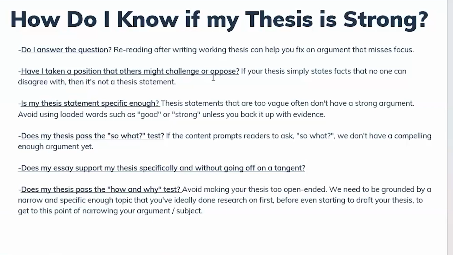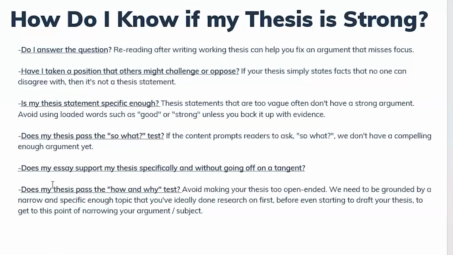Does my thesis pass the so what test? If the content prompts readers to ask, so what? We don't have a compelling enough argument yet. Compelling is the key word here, folks. The argument needs to be something that draws in the attention of the reader. It needs to make the reader want to stay and effectively look for more, keep flipping under those rocks, see what exactly it is that you are presenting to them and why they should be interested in sticking through your entire presentation, or in this case, your paper.